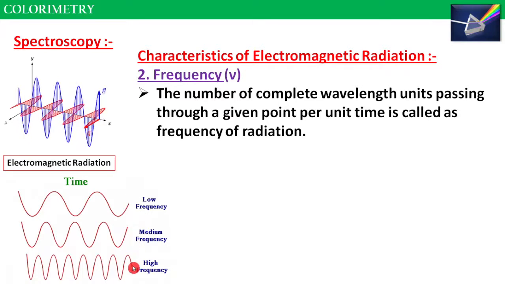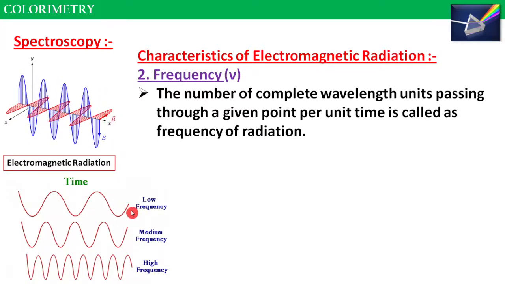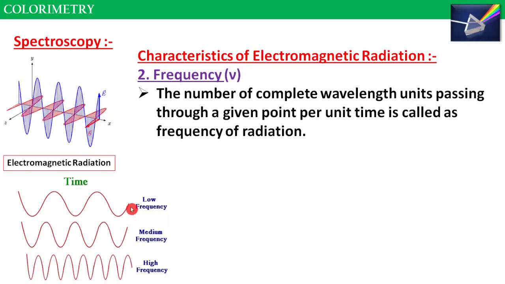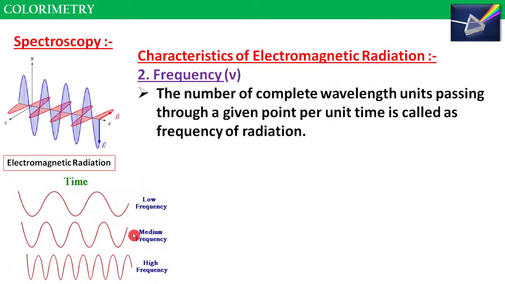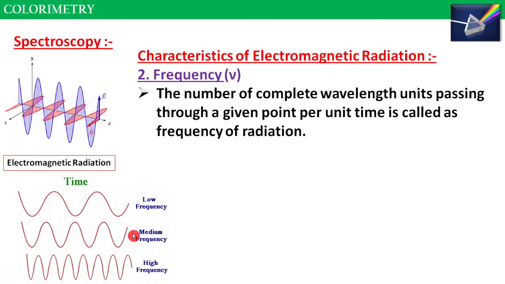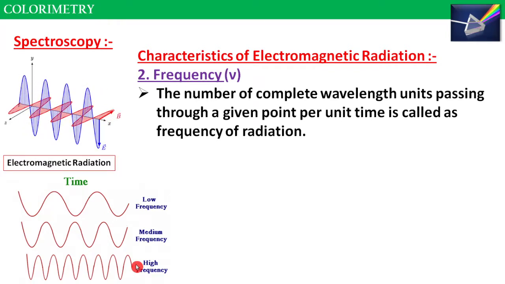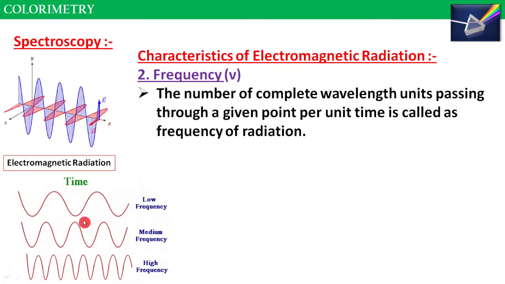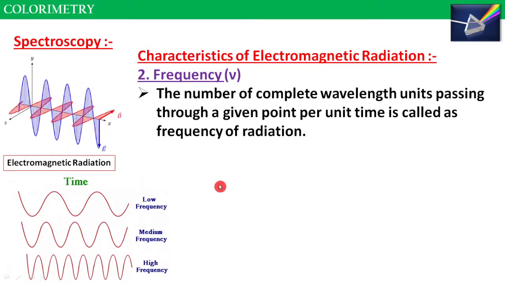Now you can notice here, when wavelength increases, the frequency decreases. So a smaller number of wavelengths pass through a given point if wavelength is more. If I reduce the wavelength, then what will happen? The number of wavelengths increases. If I reduce the wavelength more, then the number of wavelengths passing through a given point per unit time increases. So this is called frequency.